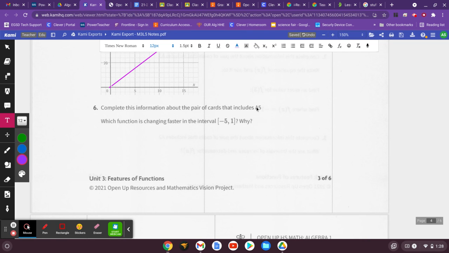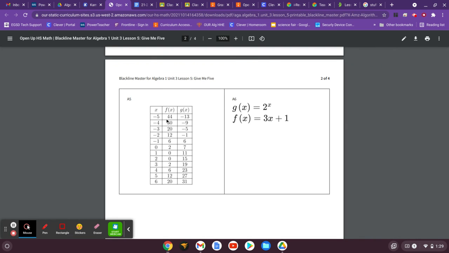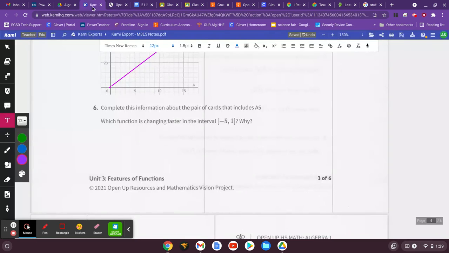Let's see, what interval are we looking at? -5 to 1. So -5 to 1, this one is going from 44 to 6. So let's find our slope. Our rate of change is the slope. So I want, this is f of x, and that one equals 44 minus 6, and that's our numerator, divided by, and the 44 went with the -5, so -5 minus 1, right? Yeah. Okay, so that equals 44 minus 6.